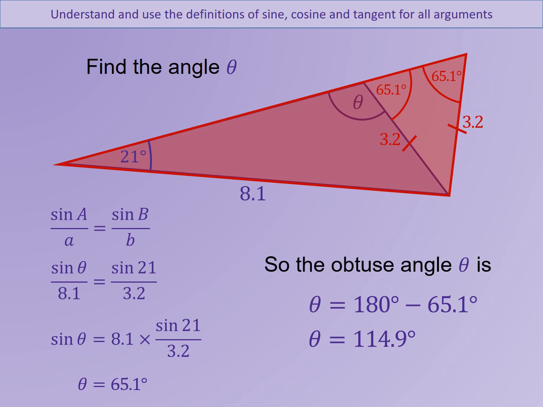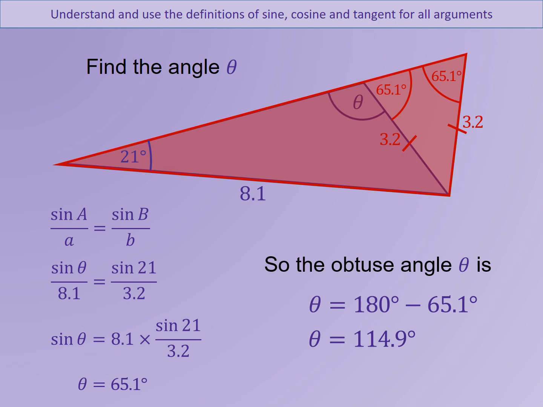So the way that the examiner will often indicate that there is an ambiguous case is that when they're asking for the angle, they will often say find the obtuse angle for theta, or they might say find the acute angle for theta.